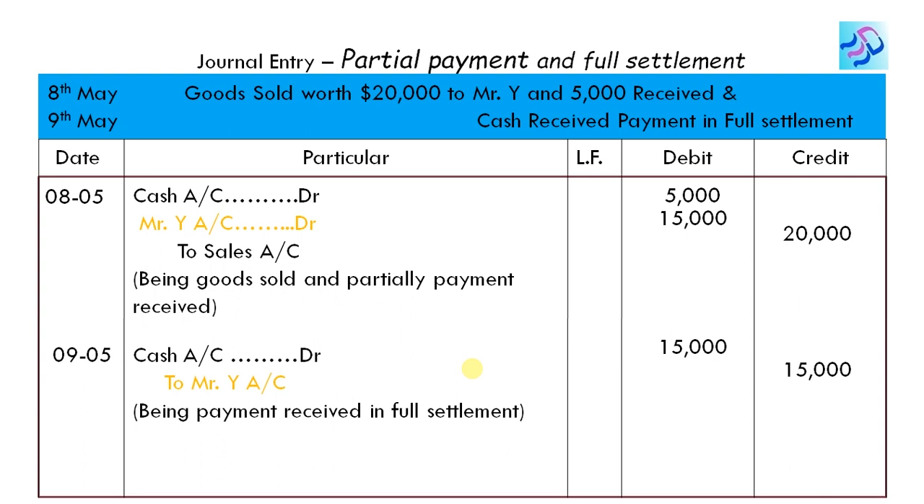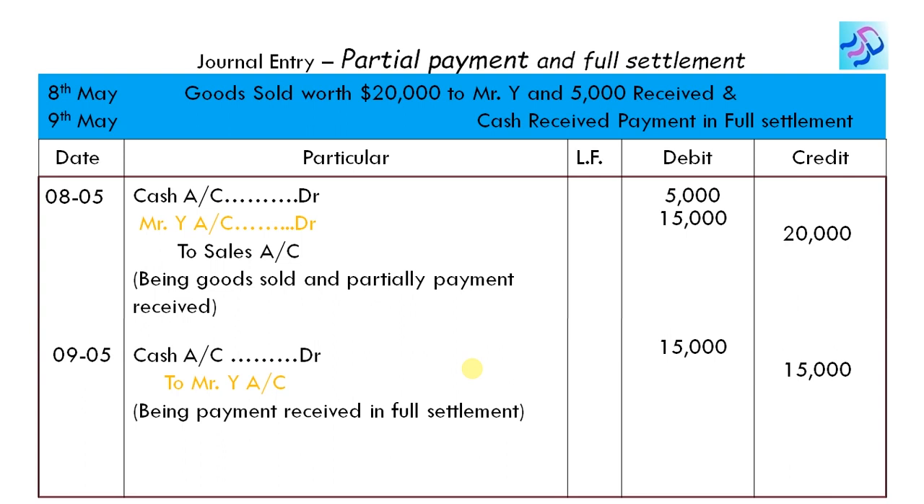For example, on 8th of May, goods sold worth 20,000 to Mr. Y and 5,000 received. We have sold goods worth 20,000, so the sales account in the credit side is of the amount 20,000. But we have received only 5,000. Debit cash that we have received is only 5,000. The remaining amount is an asset to us. We need to receive that from Mr. Y back. So the remaining 15,000 goes on debit side to the heading of Mr. Y account.